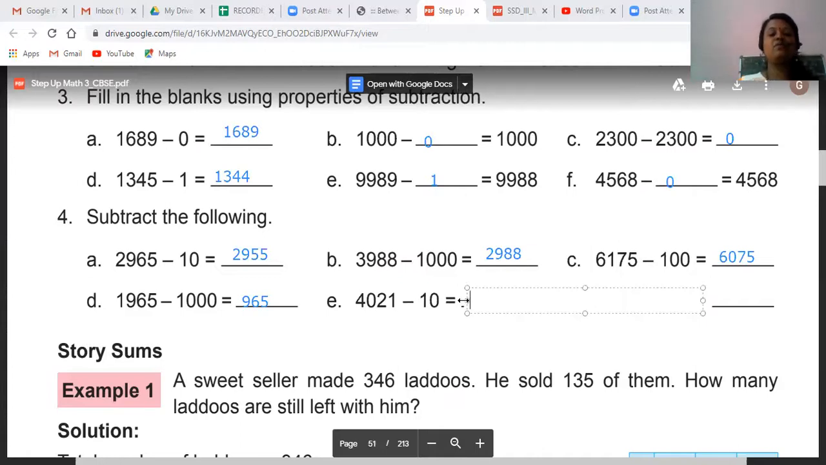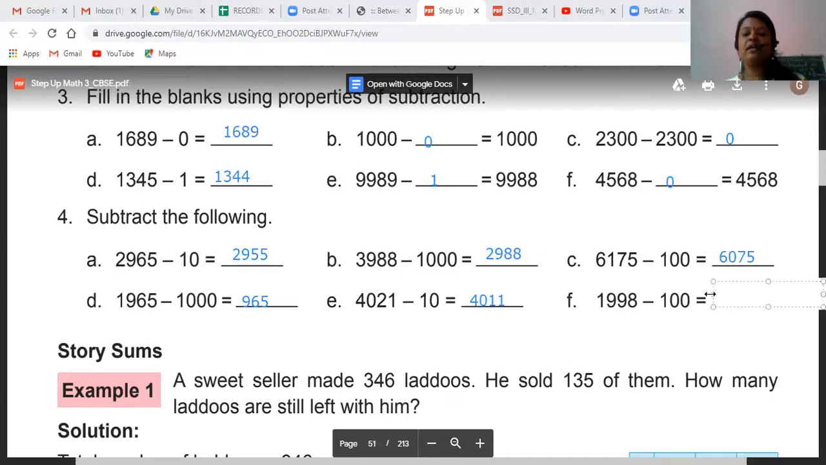Same way, 4021 minus 10 is 4011, since we have reduced the tens place by 1. 1998 minus 100 is 1898, since we reduce the hundreds place by 1. Now let us learn more in subtraction by solving some story sums.